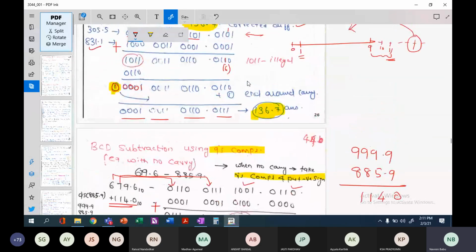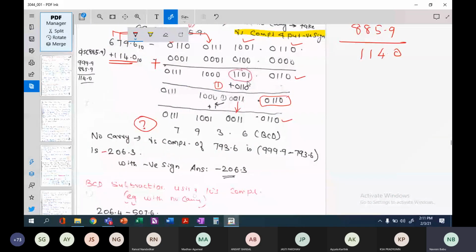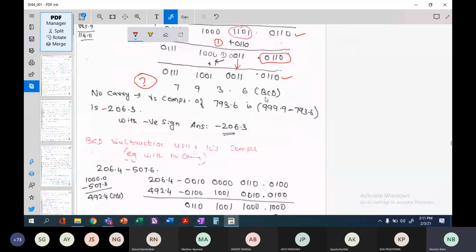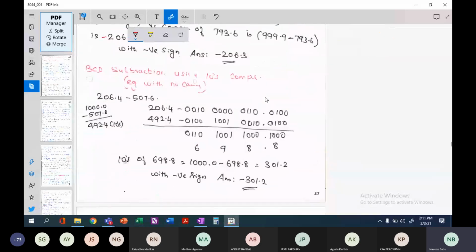Now similarly, let us perform the 10's complement also. The procedure is very similar. Here you see the answer is going to be negative: 206.4 minus 507.6. So the answer will be negative, which means that you will not have any carry. And further, whatever the added sum, you will take one more complement, the 10's complement of that number.